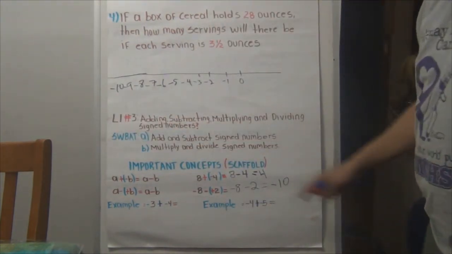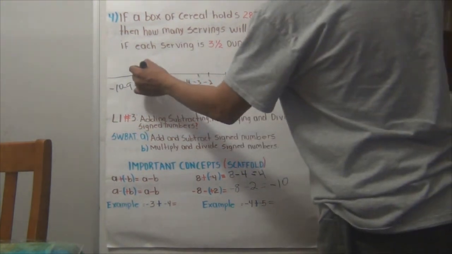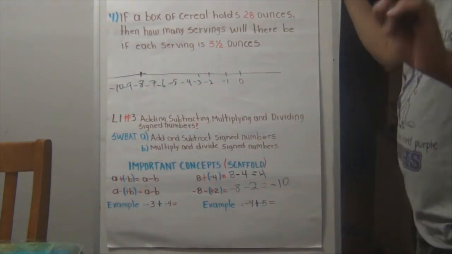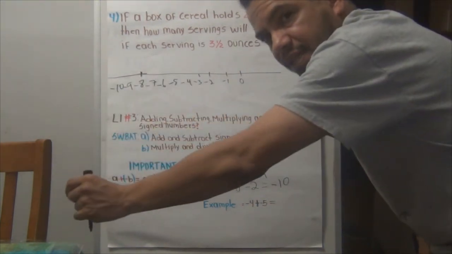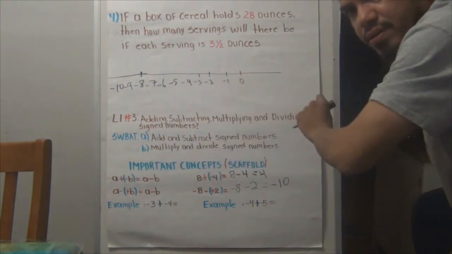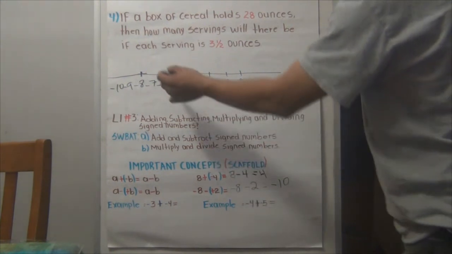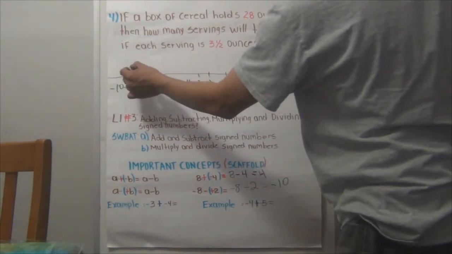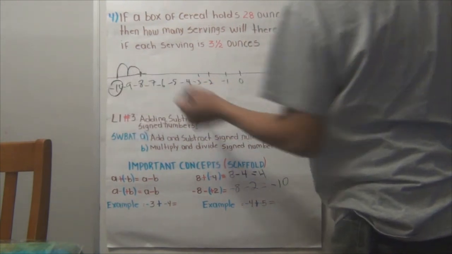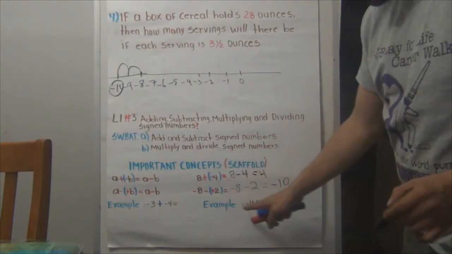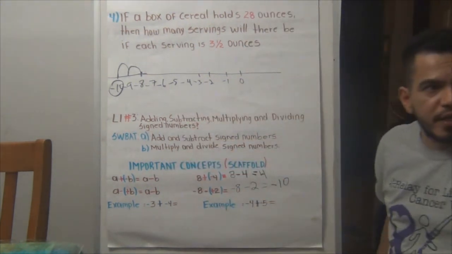So it says negative 8 minus 2. I am going to go to negative 8 right here. And minus 2 says go to the left. It doesn't say plus 2. So minus 2, I have to move to the left. Negative 8 minus 1, minus 2. And you see where it falls? At negative 10. So that's another thing that will help you. You could always use the number line if you need to.